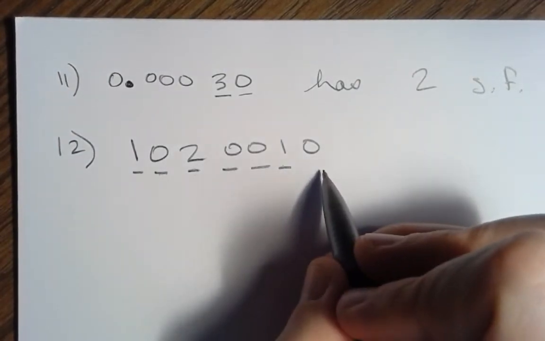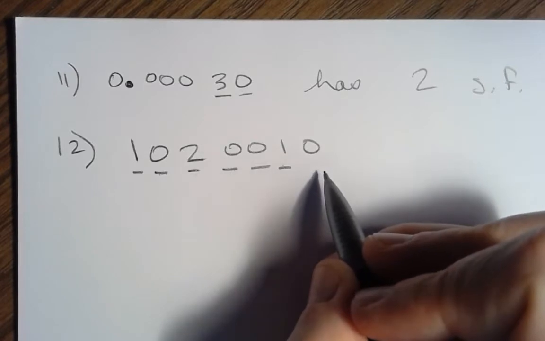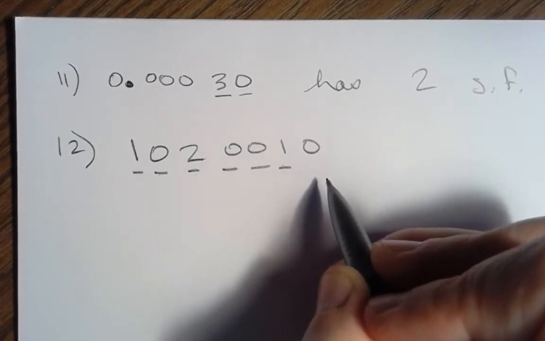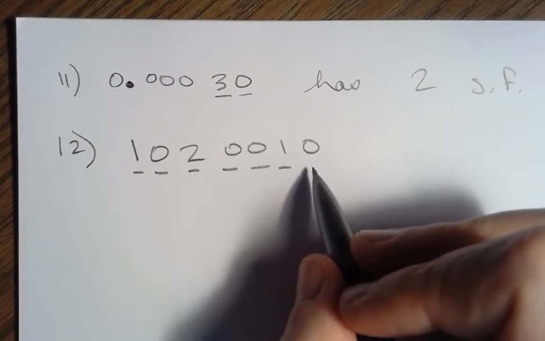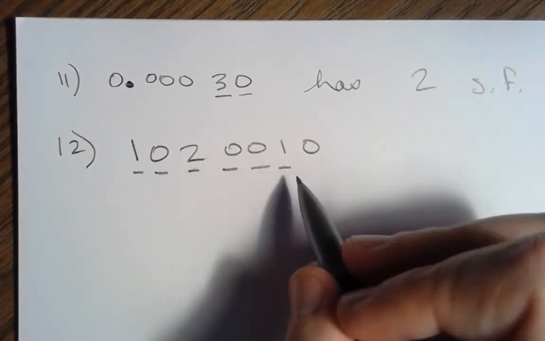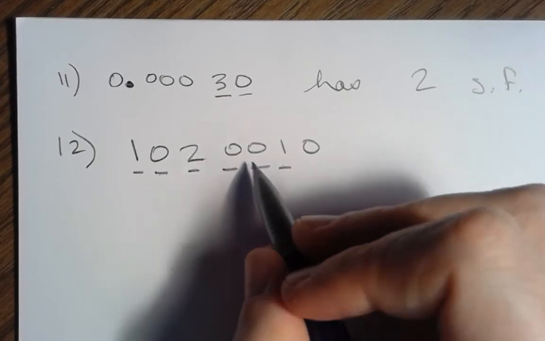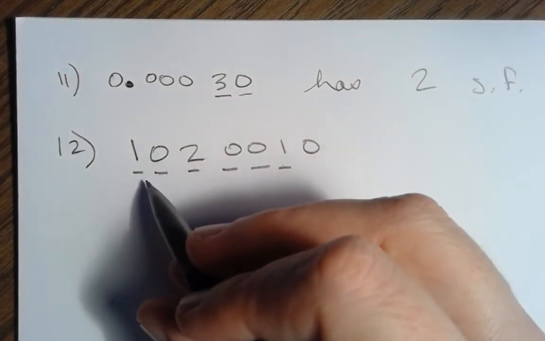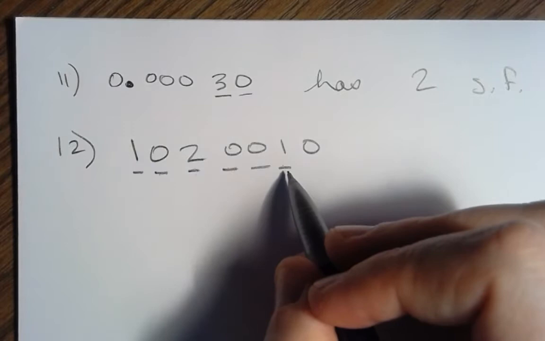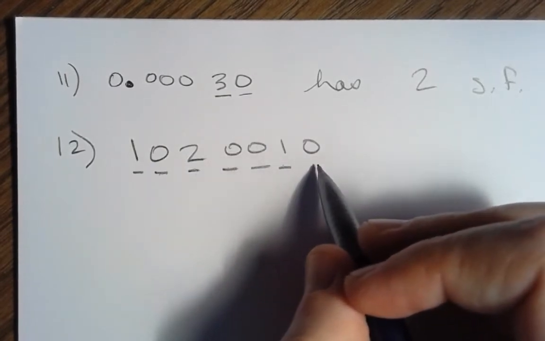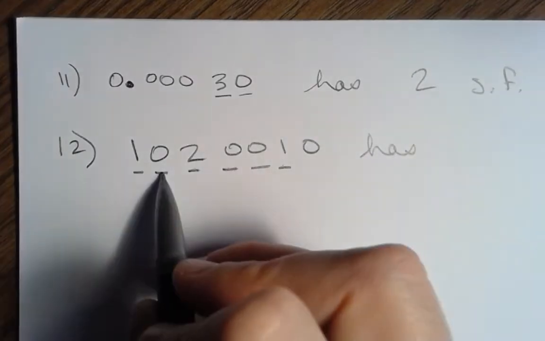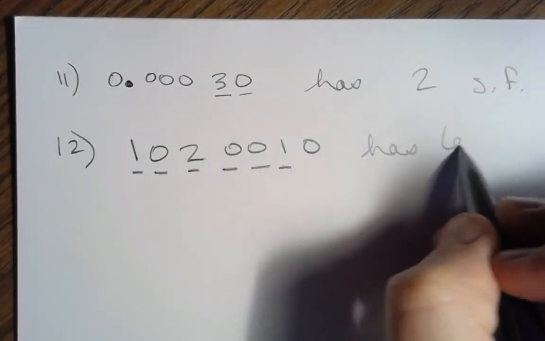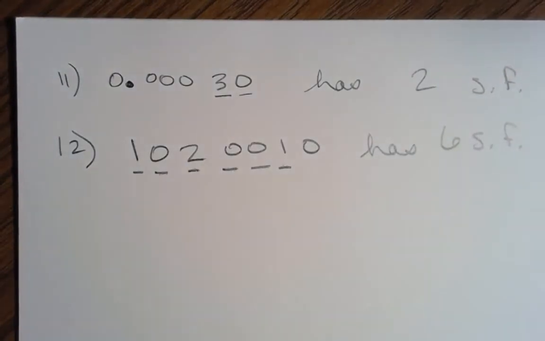This is an end 0. End zeros are significant if there is a decimal. There is no decimal. That is not significant. That means it's approximately whatever this is. I don't even know how much that is. These are thousands. 1,020,010. Great. Approximately. If we had the decimal, we would know exactly. This has 1, 2, 3, 4, 5, 6 sig figs. Great.